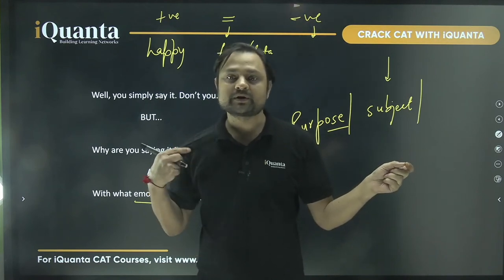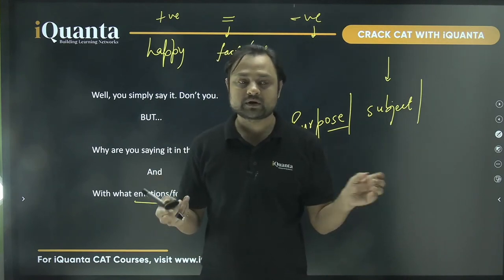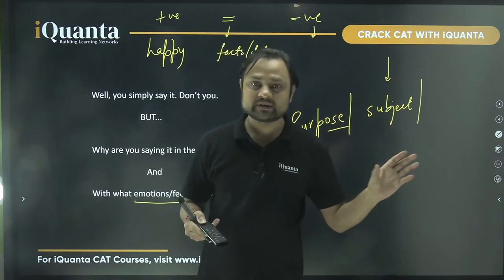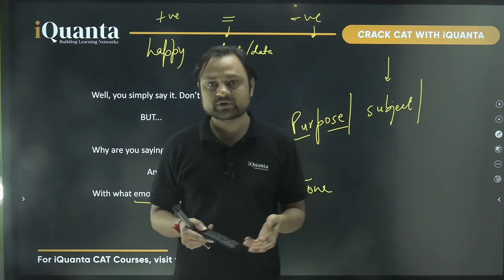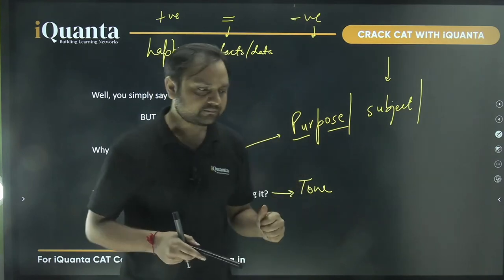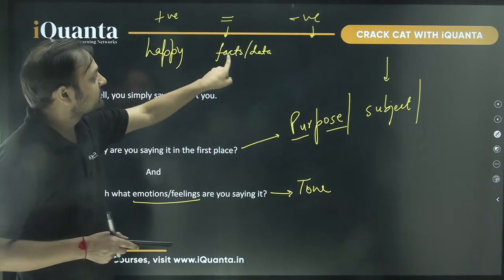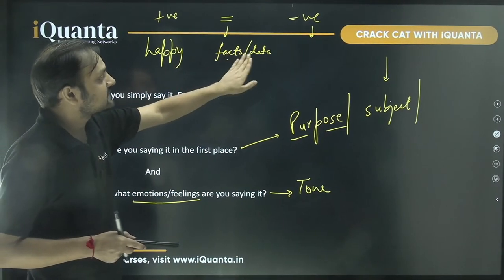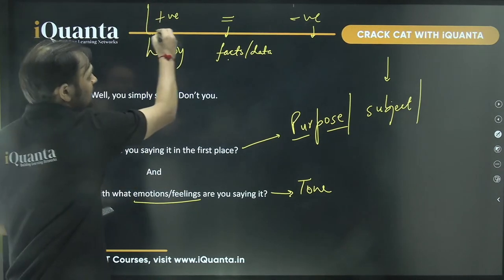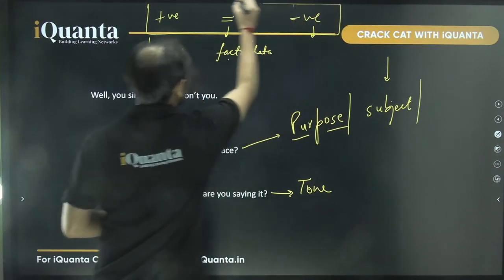Now you are not including your opinion, you are not saying anywhere whether it is a very good thing or a bad thing. You are simply presenting the data and it is up to the reader to decide whether it's a good thing or a bad thing. So when you are neutral, you basically deal with facts and data. So majorly these three tones are possible: positive, neutral and negative.